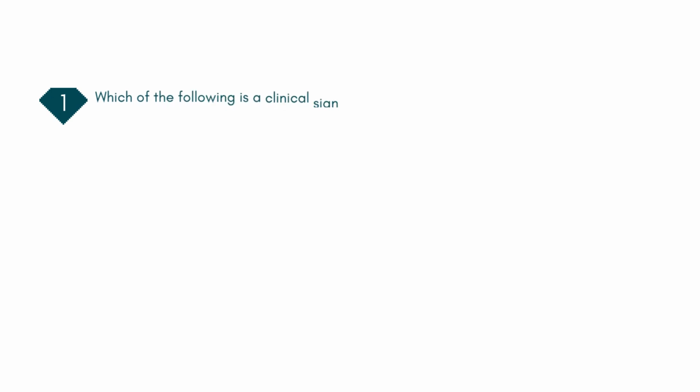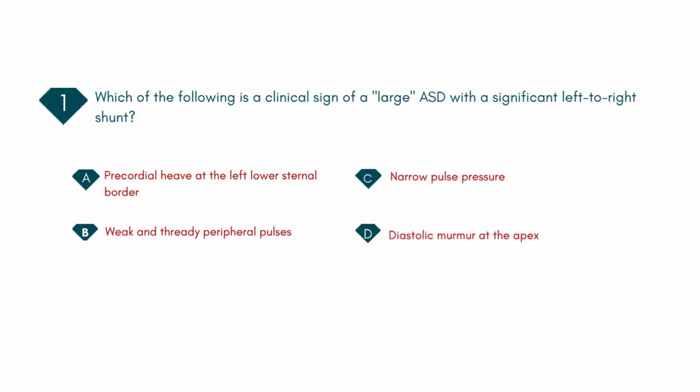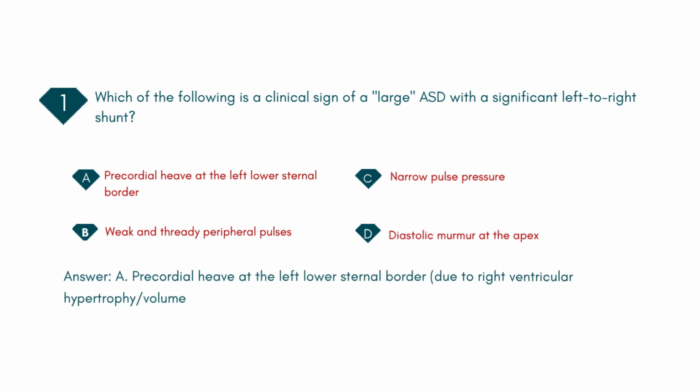Which of the following is a clinical sign of a large ASD with a significant left-to-right shunt? A. Precordial heave at the left lower sternal border. B. Weak and thready peripheral pulses. C. Narrow pulse pressure. D. Diastolic murmur at the apex. Answer: A. Precordial heave at the left lower sternal border, due to right ventricular hypertrophy/volume overload.